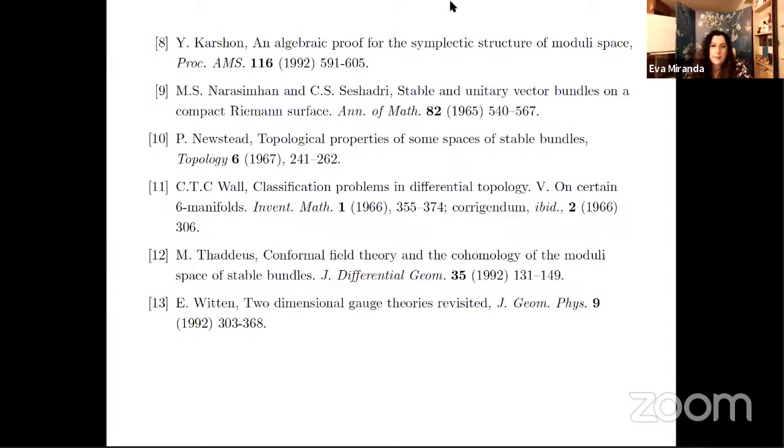We were unable to complete that project. As far as we got, we were able to identify the open cell and the faces of the moment polytope. We weren't able to identify the edges and the vertices.